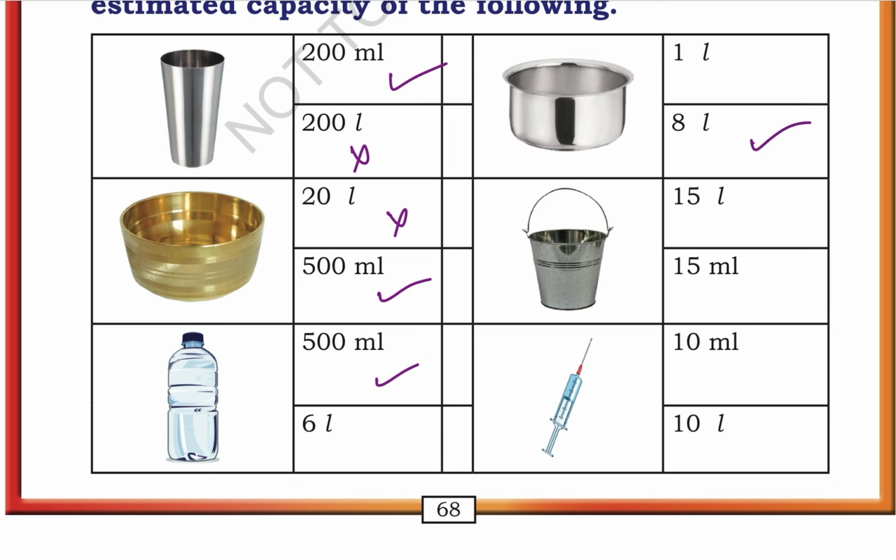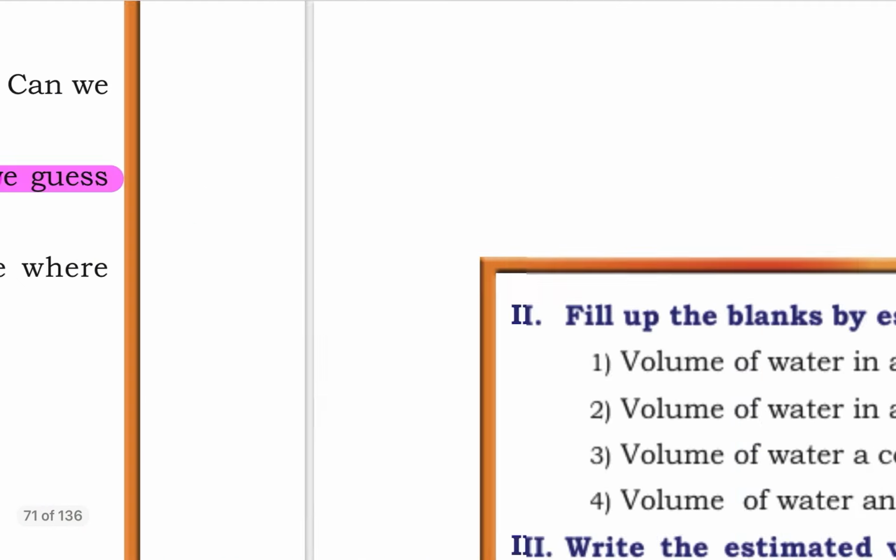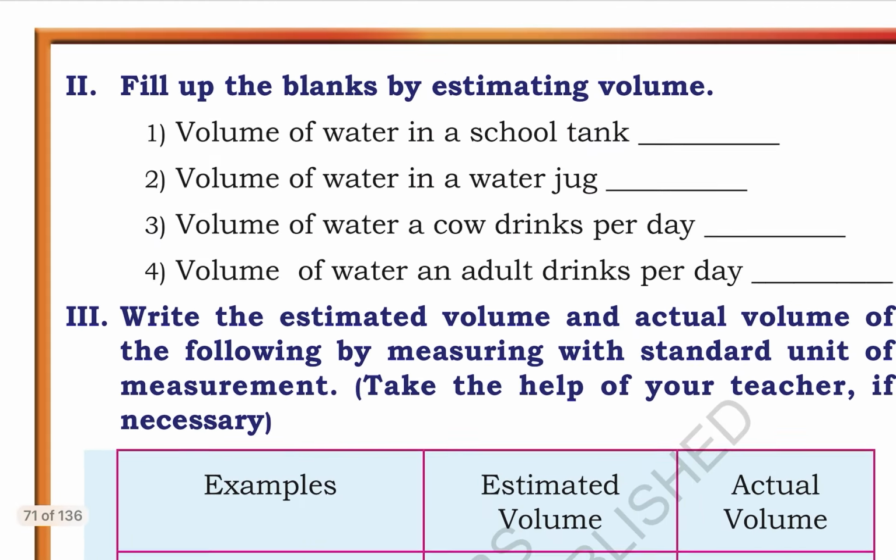Now, come to this bucket. 15 liter is first option, second option is 15 ml. It does not make sense. Okay. So, we estimate the capacity of this bucket is 15 liter. Come to this syringe, 10 ml, 10 liter. This is common sense, 10 ml. No syringe can hold 10 liter.